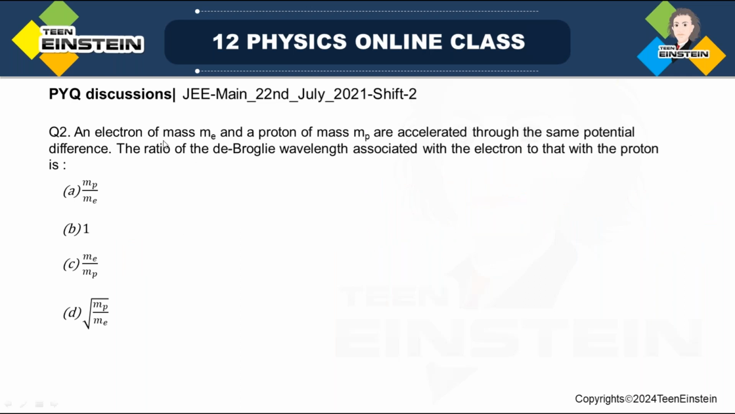Now let us read this second question. The second question says, an electron of mass me and a proton of mass mp are accelerated through the same potential difference. Same potential difference. Okay, the ratio of de Broglie wavelength associated with the electron to that with the proton is mp by me, or 1, or me by mp, or square root of mp by me. You have to find out the correct answer for this question.